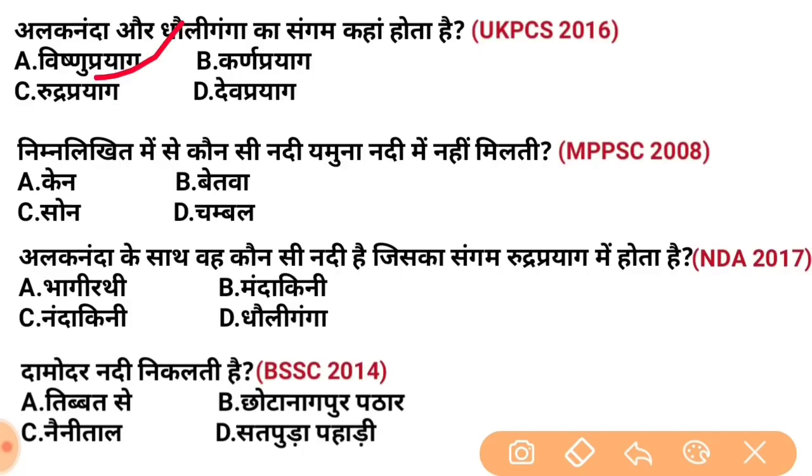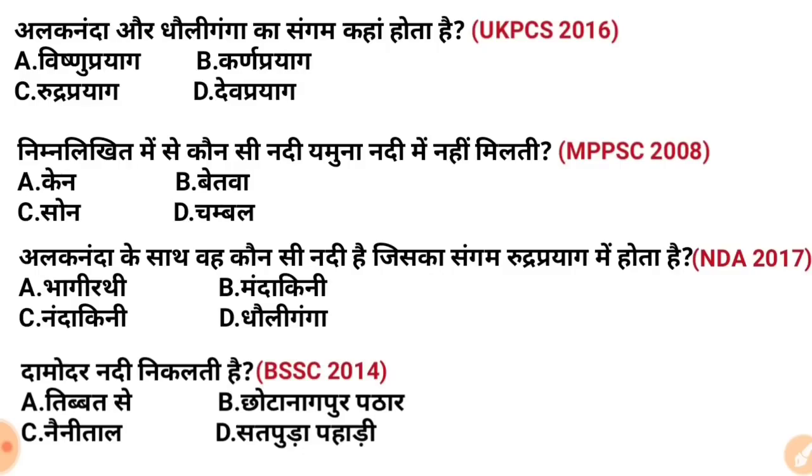After that, let's see the next question. Which of the following rivers does not merge with Yamuna River? Which one does not merge? We had read in KBC that Ken, Betwa, Chambal, these merge. Which one is left? Sone River does not merge with Yamuna River. It merges directly with Ganga River, right? And from where does it originate? From Amarkantak Hill.